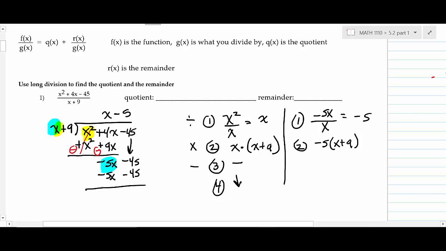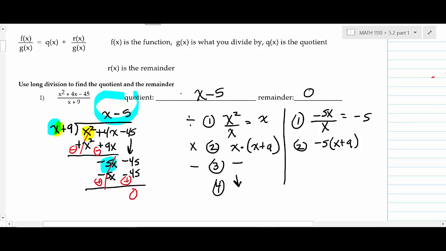Okay, now here's the subtraction thing. So what are you really doing? You're doing negative minus a minus. When you do minus a minus, what do you really do? You do plus, okay? And same thing here. Negative 45 minus negative 45 is going to give you 0, isn't it? If you don't like doing it that way in your head, then do it this way and it'll help you. Just change that to plus, change that to plus. That'll cancel, that goes to 0. So what you'd end up having is the quotient would be this answer, which is x minus 5. Then the remainder is going to be 0.